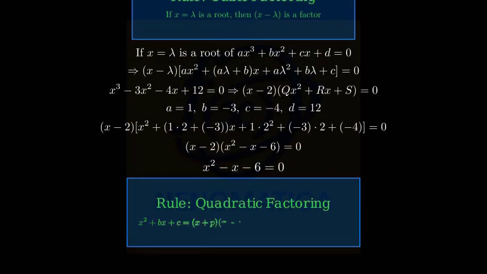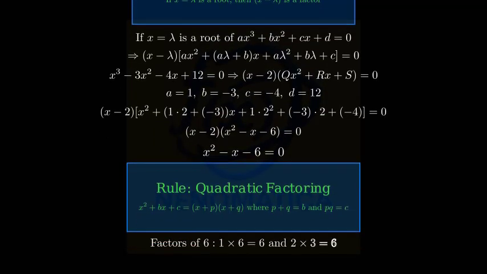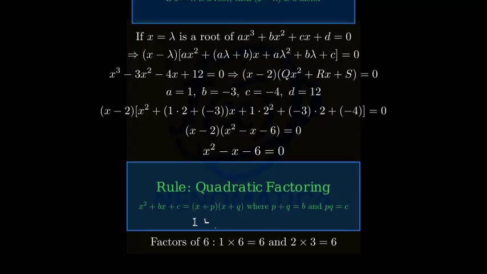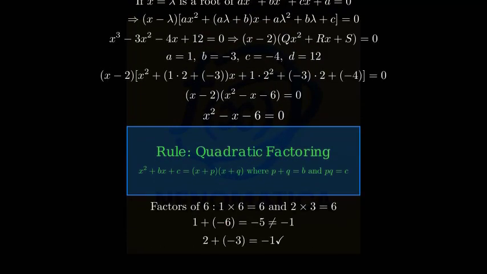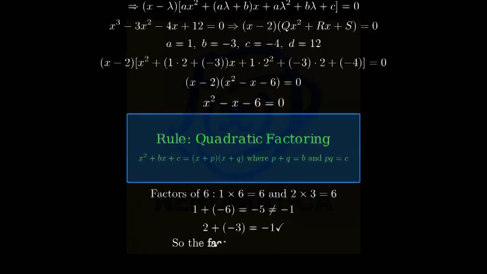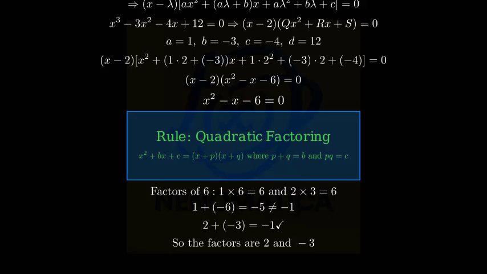For this, we can use the quadratic formula or factoring. Let's try factoring it by finding two numbers whose product is negative 6 and whose sum is negative 1. The factors of 6 are 1 and 6, and 2 and 3. Testing the sums, 1 minus 6 equals negative 5 and 6 minus 1 equals 5, whereas 2 minus 3 equals negative 1. So the numbers we need are 2 and negative 3.